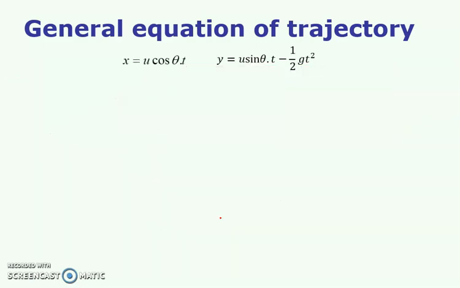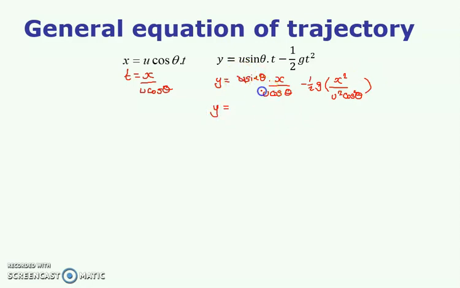So let's do that now. I suppose the trick is to get the t. The t is always the thing that joins these two together. So I can write t equals x over u cos theta. That's quite easy to do. And then I substitute that into this equation here. I get y equals u sine theta times by the t, which I now know is x over u cos theta, minus a half g. And I've got this t squared, which is x squared over u squared cos squared theta.